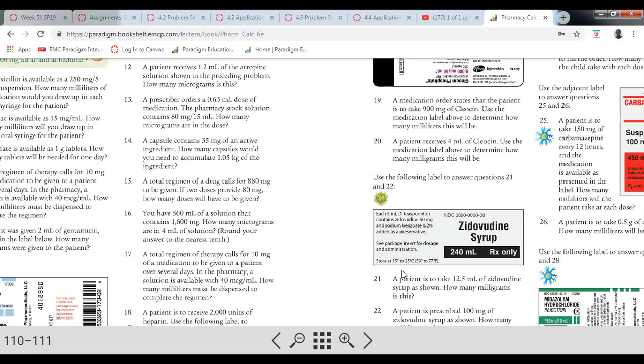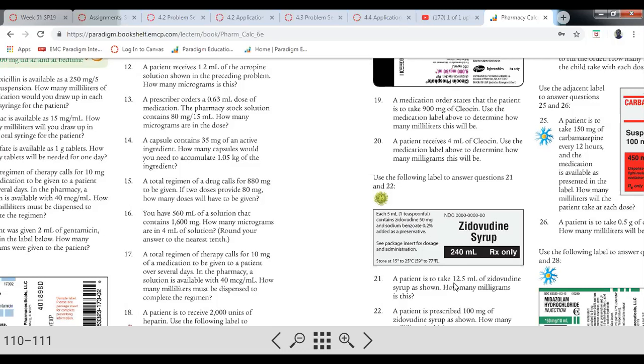Okay, so let's go to the problem. So a patient is to take 12.5 milliliters of zidovudine syrup as shown. How many milligrams is this? So we know that 5 mLs contain 50 milligrams. Okay, and we want 12.5 mLs. So how much is that in milligrams?